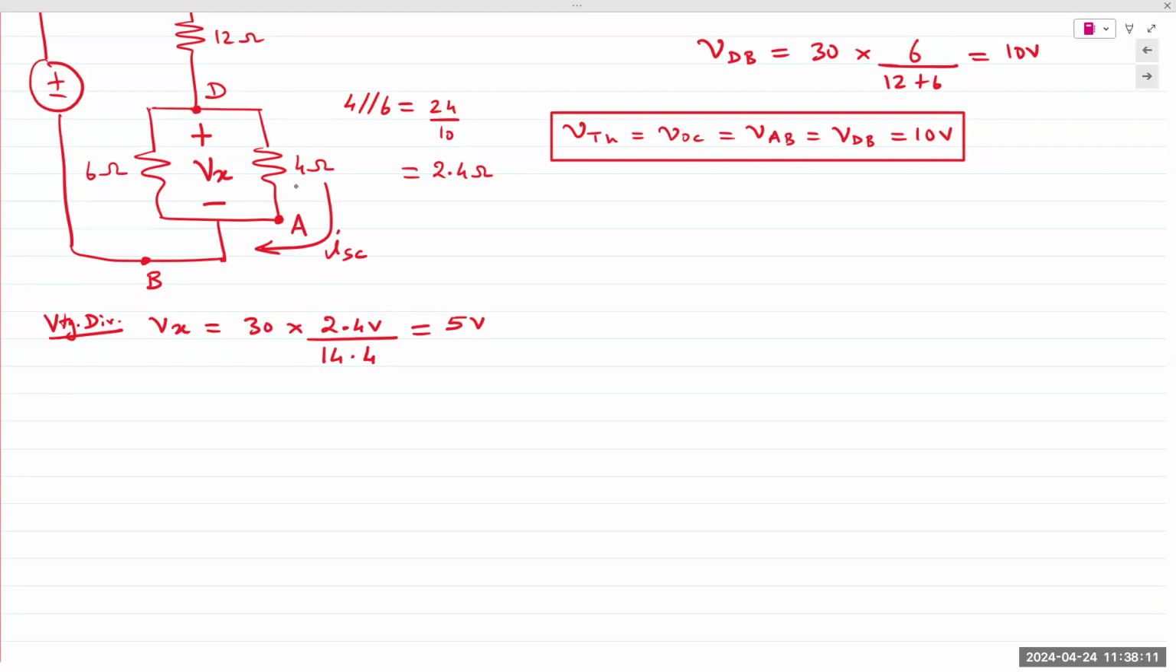You either find the total Req, which is 14.4, find the total current IT flowing through the circuit, then apply current division, or you apply voltage division first, find Vx, and then apply Ohm's law. Two different approaches, you should get the same answer. Does that make sense? I'll wait for you all, if you're noting it down. Let me know if you have any questions.